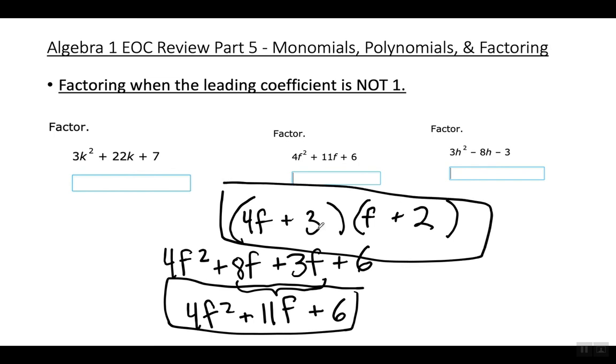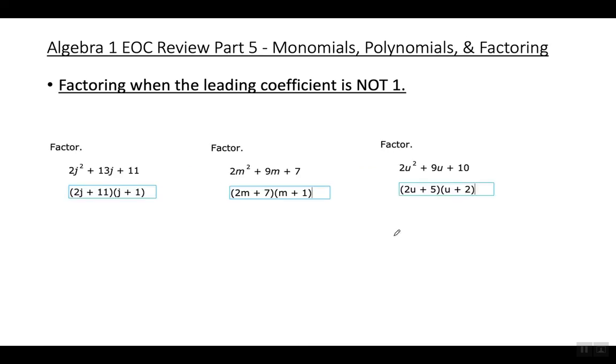If it wouldn't have worked out, I would have tried switching the 3 and the 2 and seeing if that works, right? All right, so there are some problems that you could practice with the answers there. I put the answers, so the answers are right.